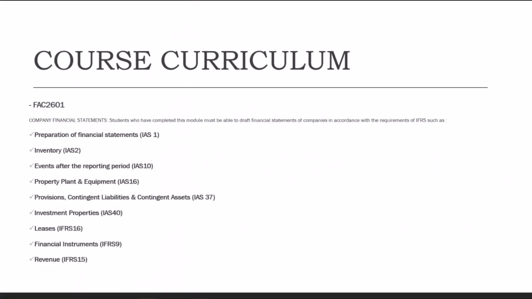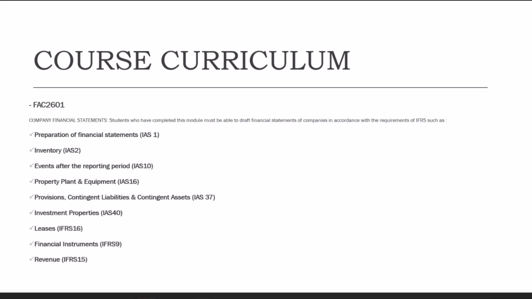Good. So FAC 2601 is the module that gives us some of the IFRSs, the international financial reporting standards, the frameworks that help us to prepare financial statements, right? Or it has some of the IAS standards. Remember, IFRS and IAS are the same. They are all standards or frameworks that help us to prepare financial statements. Sometimes it is IAS, sometimes it is IFRS. It's the same. When you see them, it is just telling you that it is a standard or a framework that helps me to prepare or account for a certain item in the balance sheet or in the income statement.